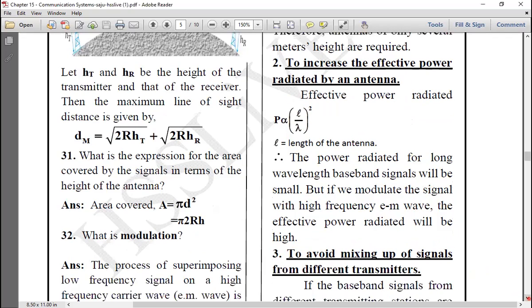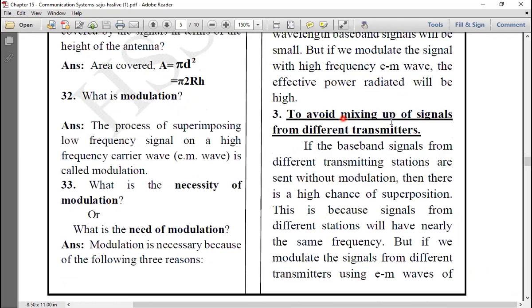And one more reason, what is that? To avoid mixing up of signals from different transmitters. If we modulate the wave, other signals will not get mixed with that. That is one more benefit of modulation. Okay, clear?